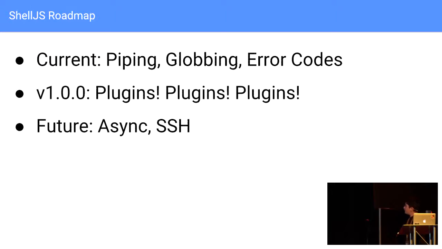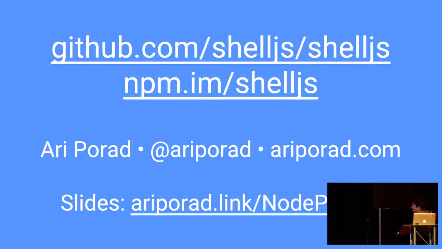So currently, our last release of Shell.js, which was 0.7, we added piping, globbing, and error codes. For 1.0, which will either be the next release after that, we're going to have plugins, so you can add your own commands. And then in the future, we're going to have async commands, and you'll be able to do SSH.